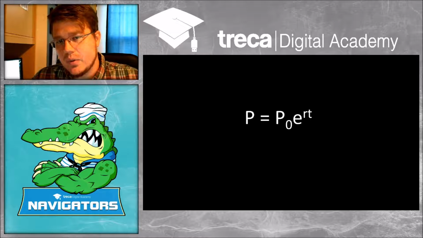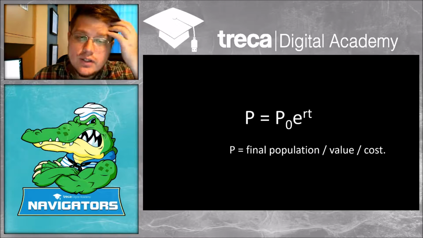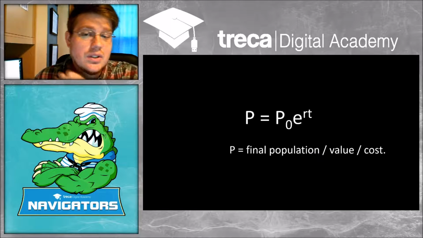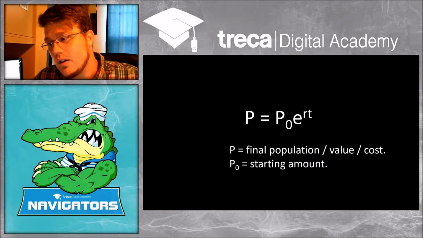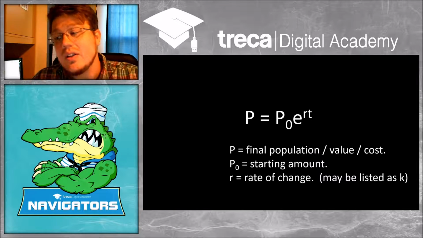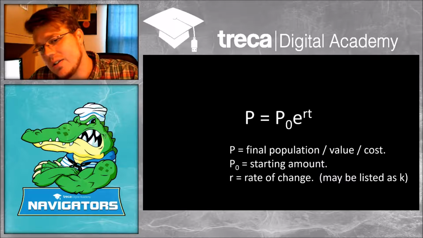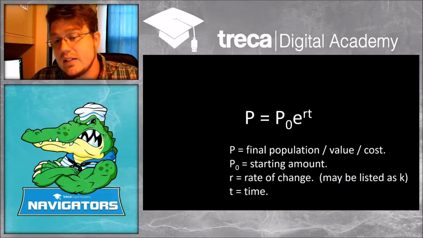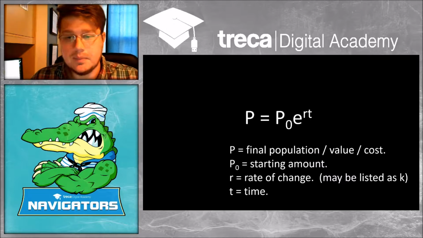For our exponential growth formula, P is the final population, value, or cost, depending on what you're talking about. P sub 0 is the starting amount. R is the rate of change. This can also be listed as K for constant of growth. It is the same thing either way. And T is the time. T is almost always the time.